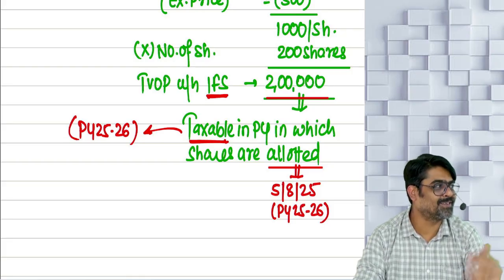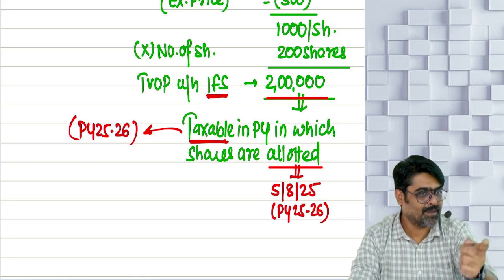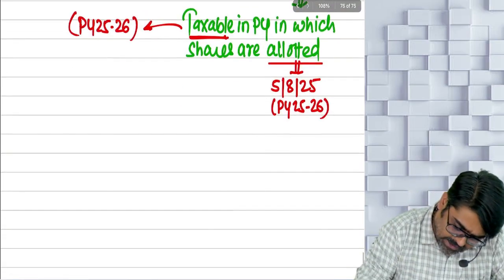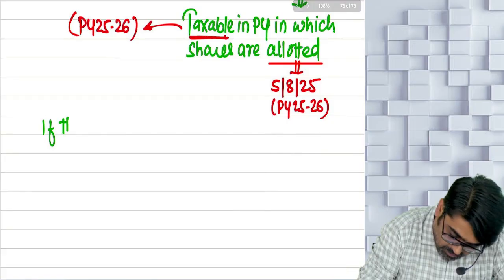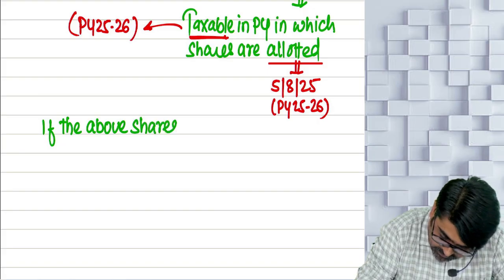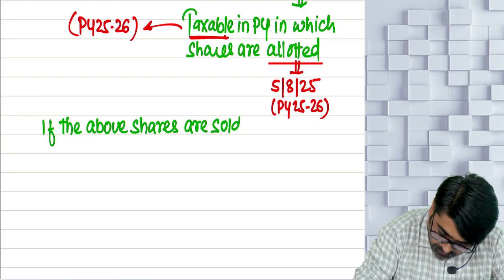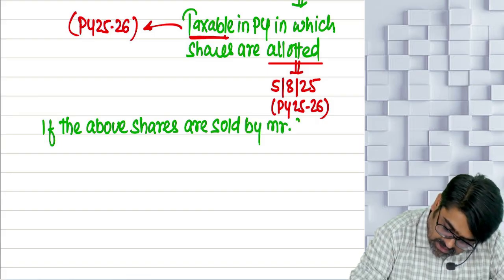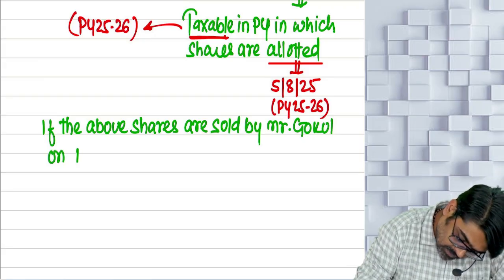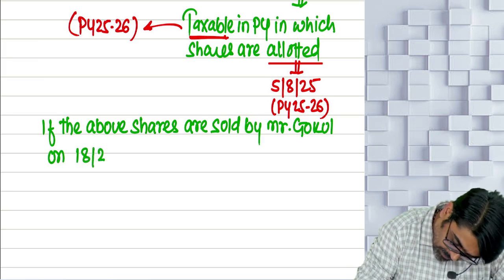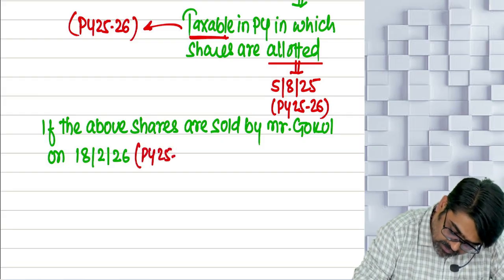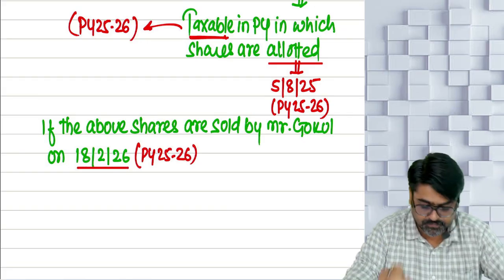Now what if Gokul sells these shares in the future? Will he calculate capital gain? Sure, no? So let's say if the above shares are sold by Mr. Gokul on 18th of February 2026. Can I say in the same previous year he is selling? Previous year 25-26, same previous year he is selling also.